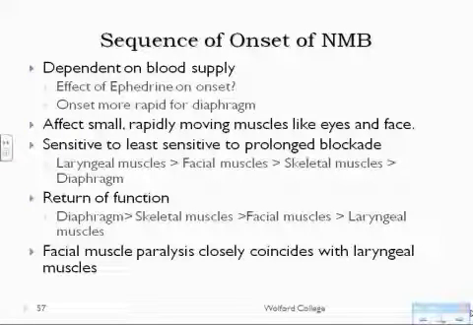Return to function reverses in the other direction. Diaphragm comes back first, skeletal muscles come next, facial, and then laryngeal muscles come last. Facial muscle paralysis closely coincides with laryngeal muscles. So that's why we use the orbicularis oculi to really tell us how the larynx is doing.